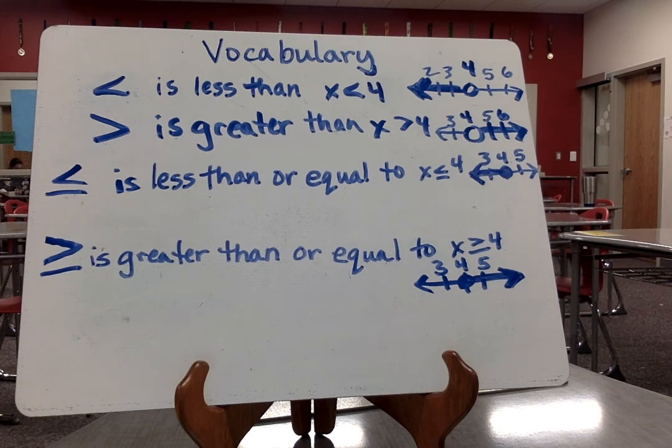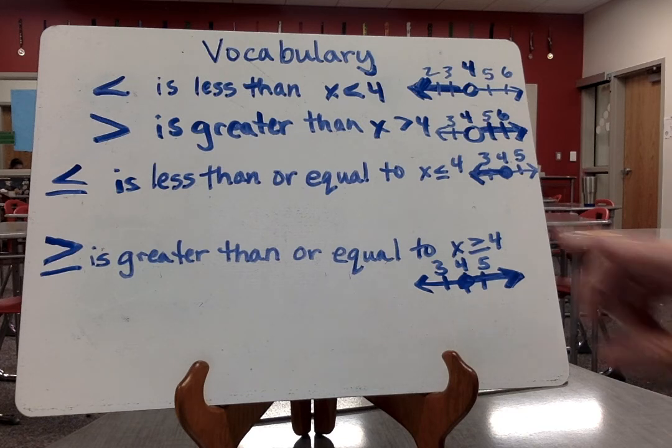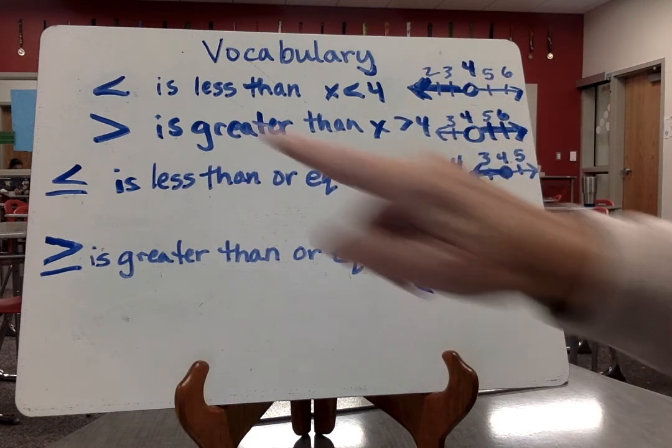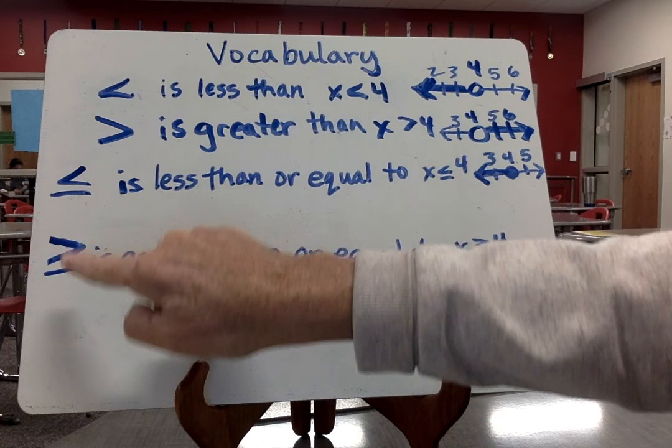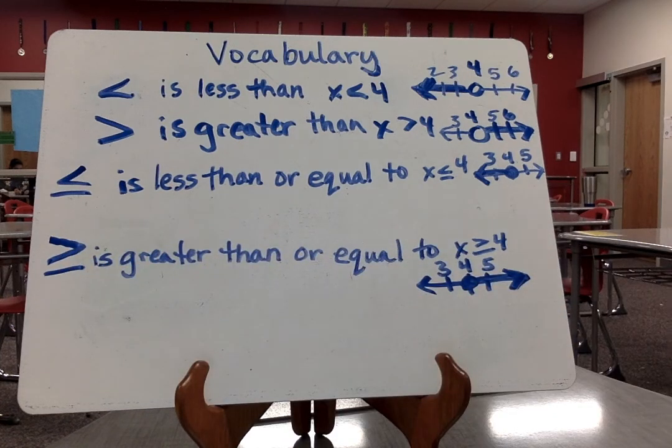Hello students, today we're going to review some vocabulary when it comes to inequalities. An inequality is any equation or something that has a less than, greater than, less than or equal to, or greater than or equal to sign. If you see any of those, then you know that it is an inequality.